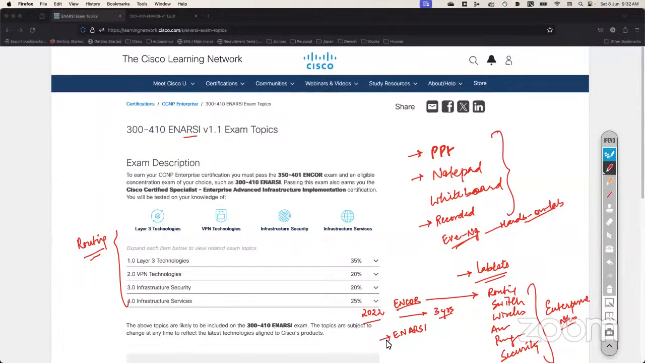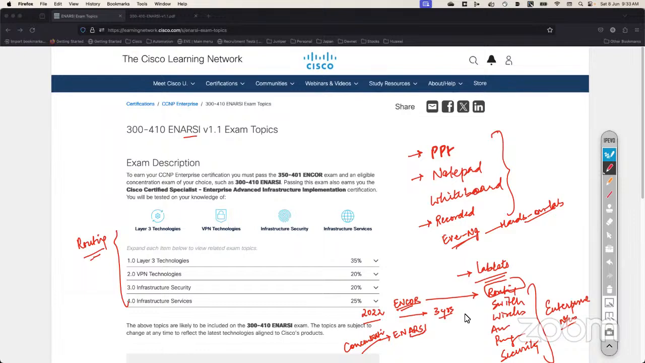NRC is your concentration exam, which focuses only on your routing and services part. This is an advanced exam, which focuses only on routing. ENCOR is touching everything: routing, switching, wireless, services, automation, programmability, security, but at a very high level. They won't expect you to be an expert in any of them, but you should be a jack of all. That's the difference between ENCOR and NRC. Okay, thank you.